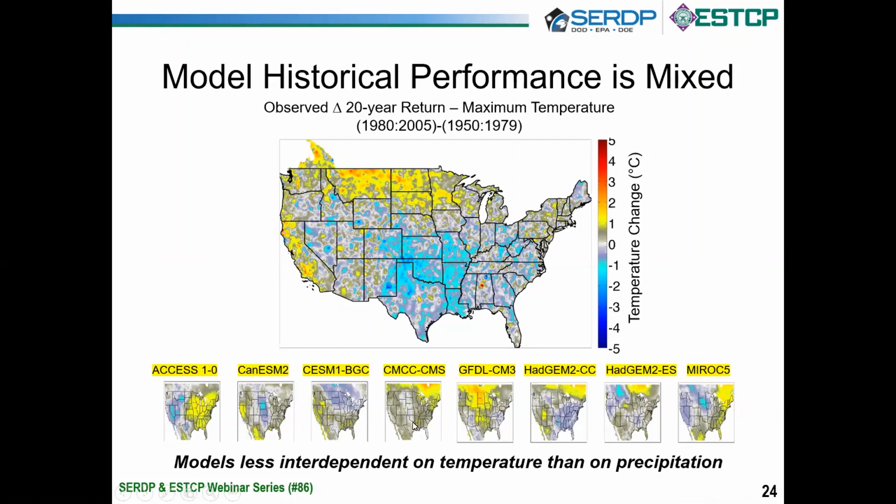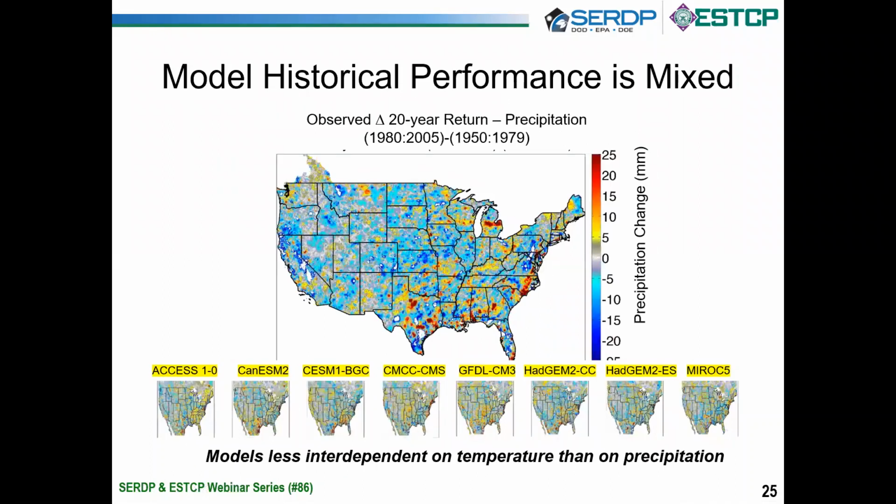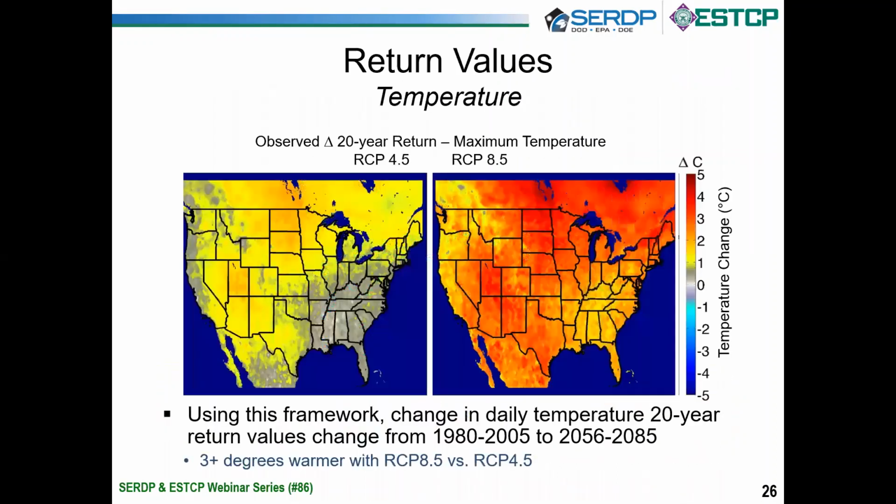And then when we look at the bottom plots at 8 different climate models, they don't necessarily reproduce that pattern all that well. And in temperature, it's not quite as severe, but there's some changes in the southeastern United States in the daily precipitation return value at the 20-year level, and most of the models are actually a little bit better in this regard as compared to temperature.